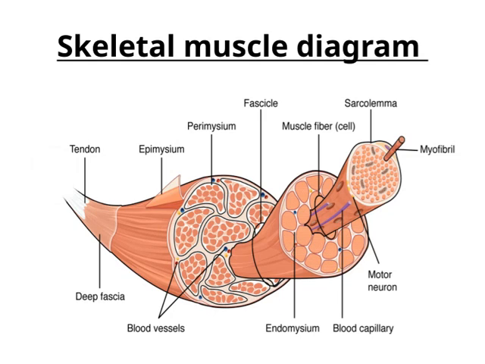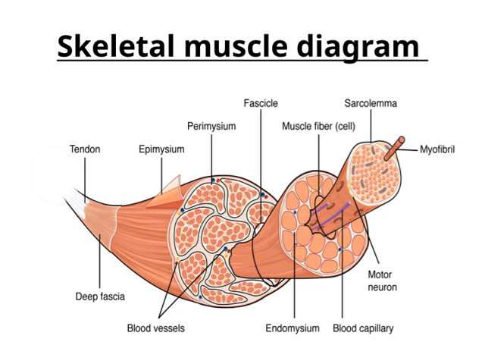Let's take a closer look at this skeletal muscle diagram. Here, you can see the detailed structure of a typical skeletal muscle. The main components include the muscle fibers, which are the actual cells responsible for contraction. These fibers are bundled together in groups called fascicles, which are surrounded by connective tissue layers. The outermost layer, the epimysium, encases the entire muscle.